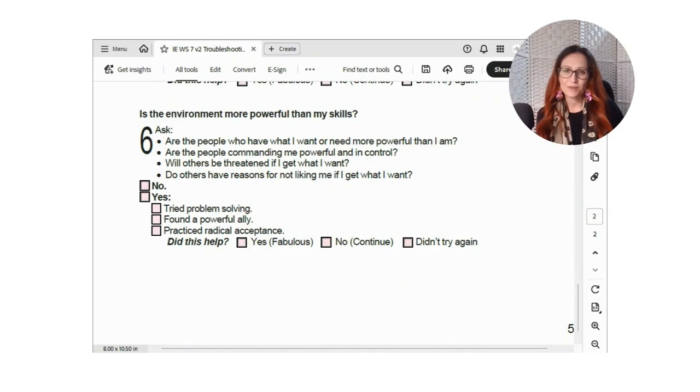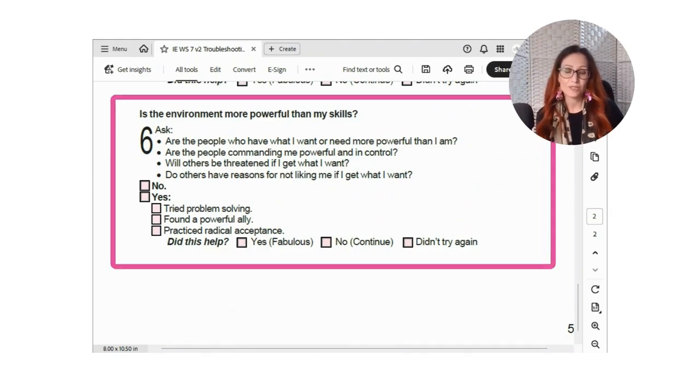And lastly, question 6, is the environment more powerful than my skills? Ask yourself if the people who have what you want or need are more powerful than you. Maybe the people commanding you are more powerful and in control. Maybe others will be threatened if you actually get what you want. And think about whether others have reasons for not liking you if you get what you want.